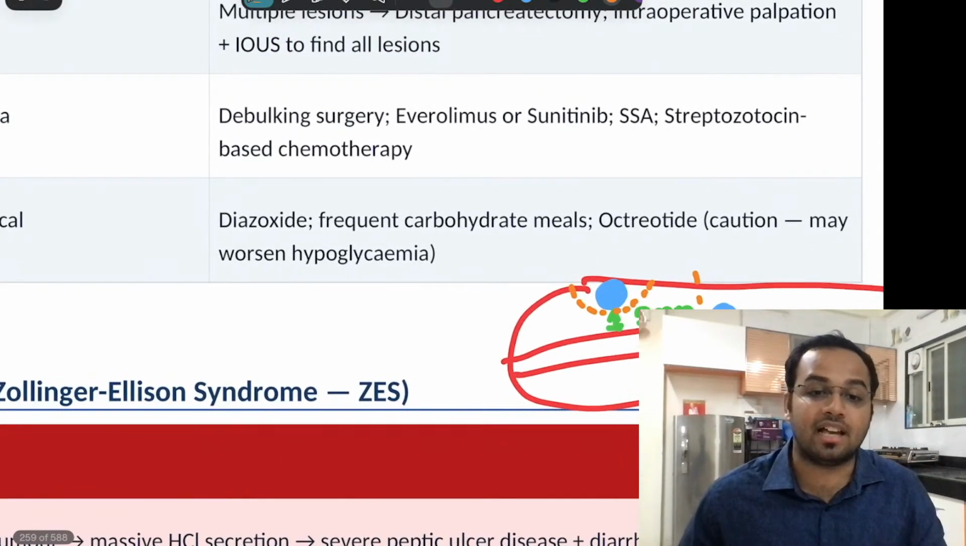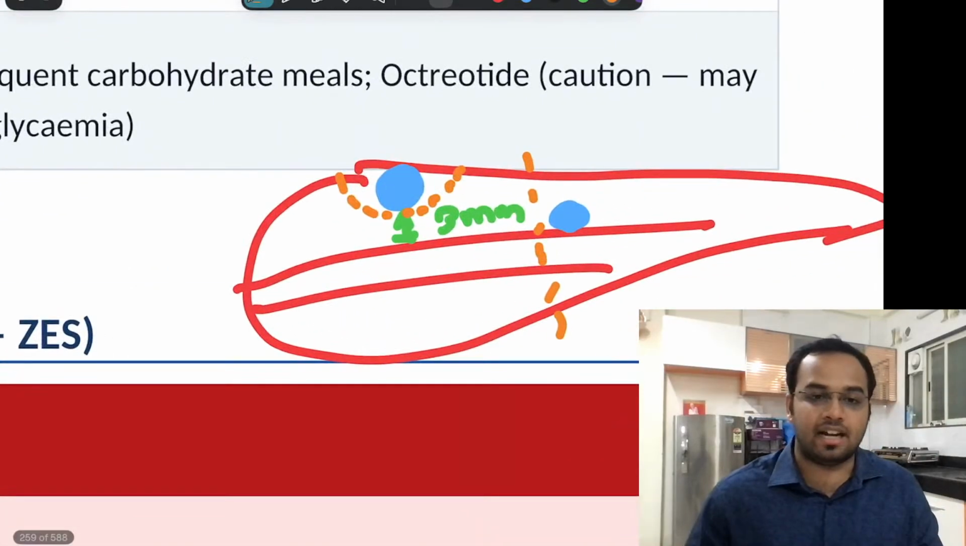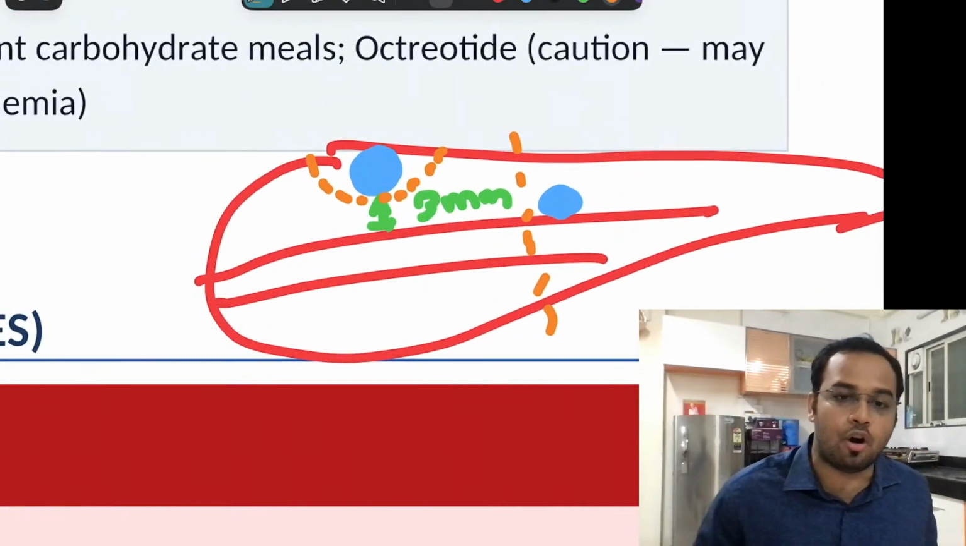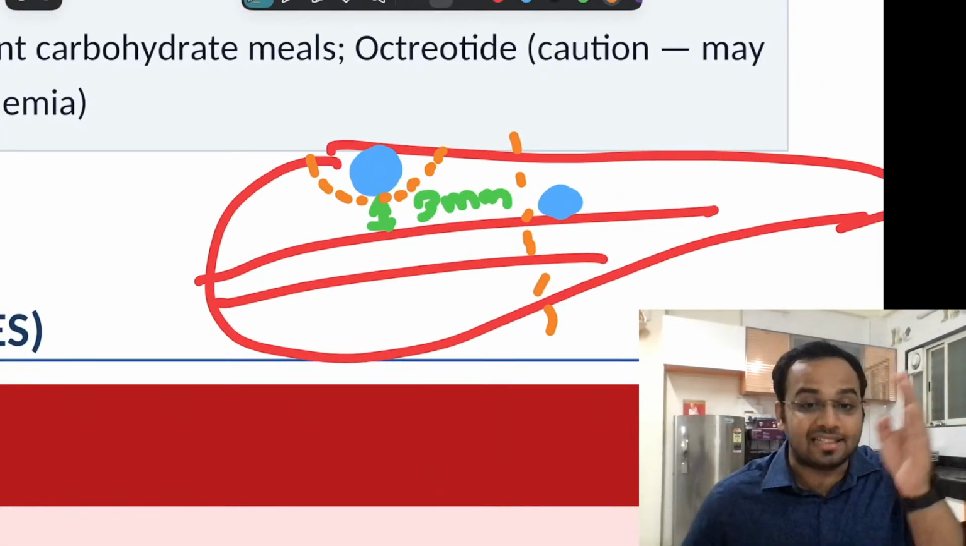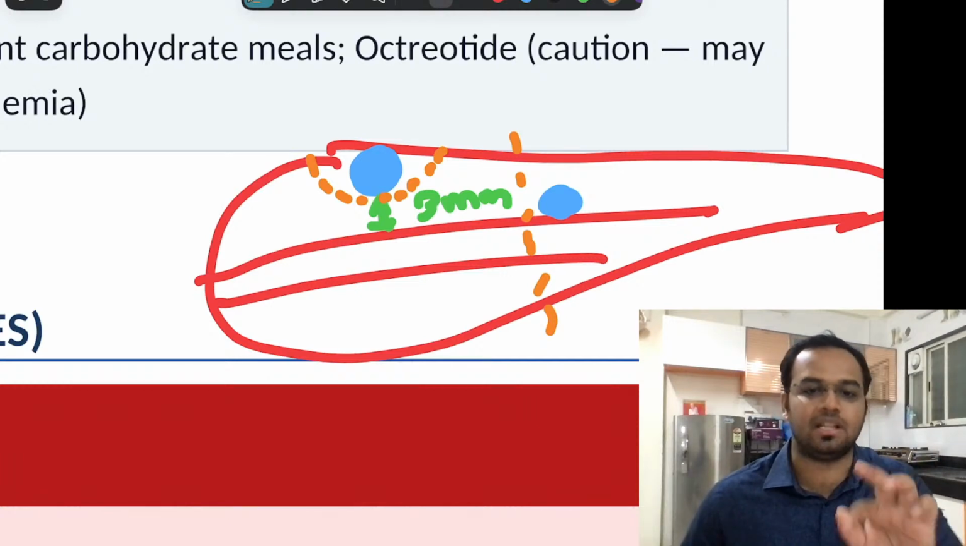पर अगर ये syndromic associated है तो syndromic association मतलब there is high chance of recurrence. हमने already देखा कि tumors are most commonly seen in the body and tail of the pancreas. क्यों? क्योंकि islet cells are more commonly seen in the body and tail of pancreas. So whenever the patient is having syndrome there are high chances of recurrence.